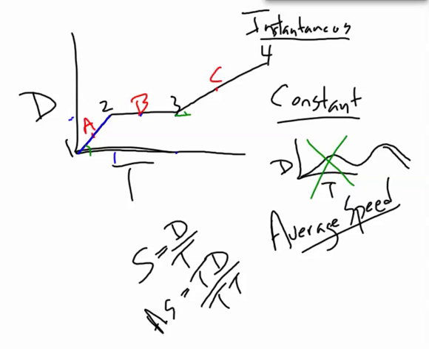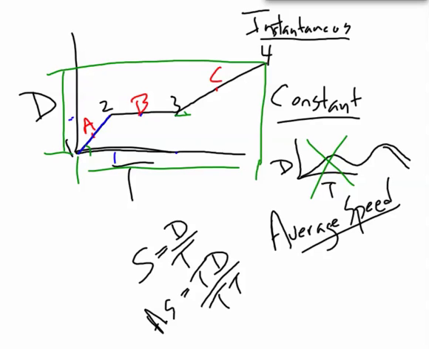Right? So in this case, you take a look at it, and you say, okay, we know that we went this far. So here's our total distance, and we took this long to do it. So here's our total time. So total distance over total time is going to give us our average speed, and on the graph, that's going to look like what? It's going to look like a line from 1 to 4. Yeah, so it's going to look like this line.